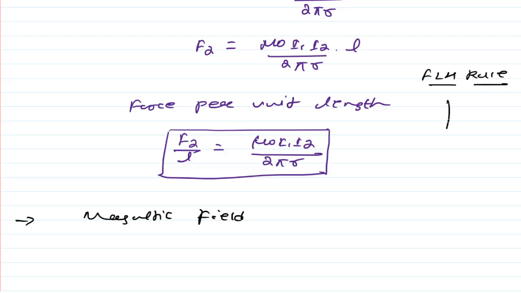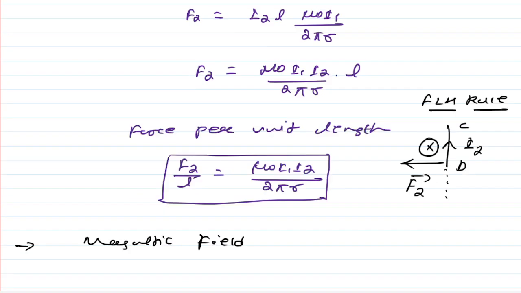The direction of force on this second conductor CD, current is in this direction, magnetic field is perpendicular to the plane and inward. So open the forefinger in the direction of cross, central finger in the direction of current, then thumb you will see it is pointing in this direction, and that will give you the direction of force F2. So on CD wire, the force is acting towards AB wire.